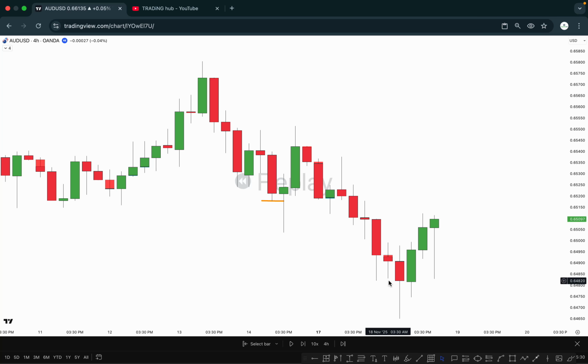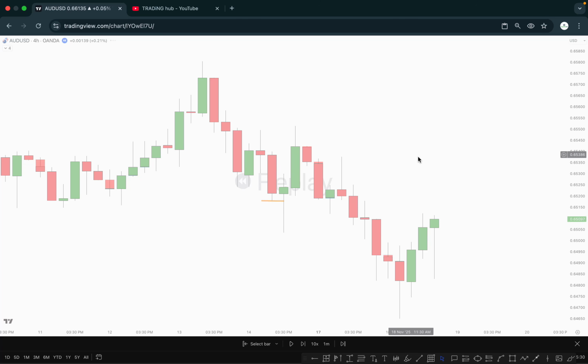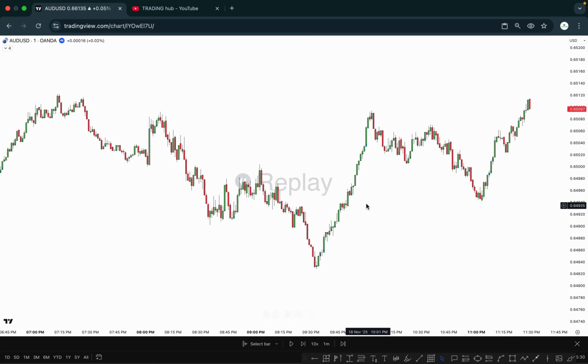And remember one more thing: if you are looking for the continuation trend, you can simply use the 1 minute and 2 minute time frames for better confirmation. So this is the 4-hour time frame, and now I'm going to show you exactly what happened here in the 1 minute time frame and how we can identify them.